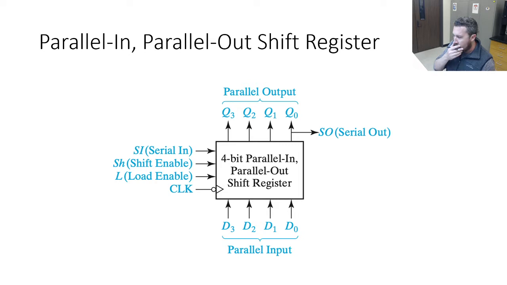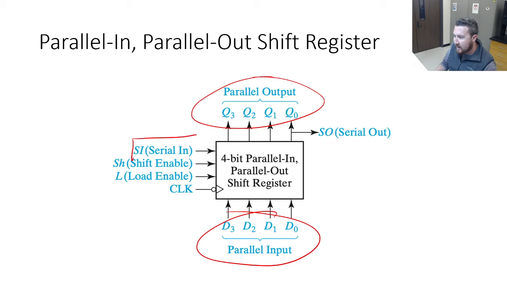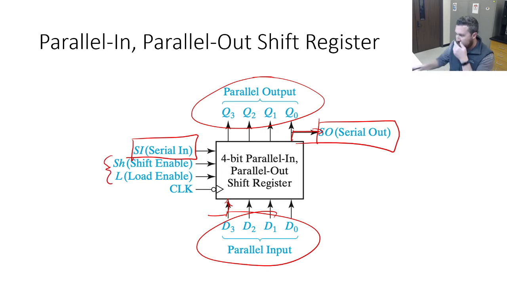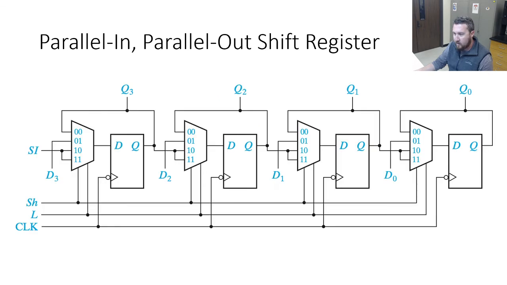Here's our block diagram for it. We call it parallel in, parallel out because it has parallel in and parallel out, but also notice that it has a serial in and a serial out. So we have the best of both worlds, right? We've got some serial in data coming in, and some serial out going out. Notice that serial out is just the last flip-flop value, and serial in is just going to be the first serial input. But now we've got 2 control inputs: shift enable and load enable.